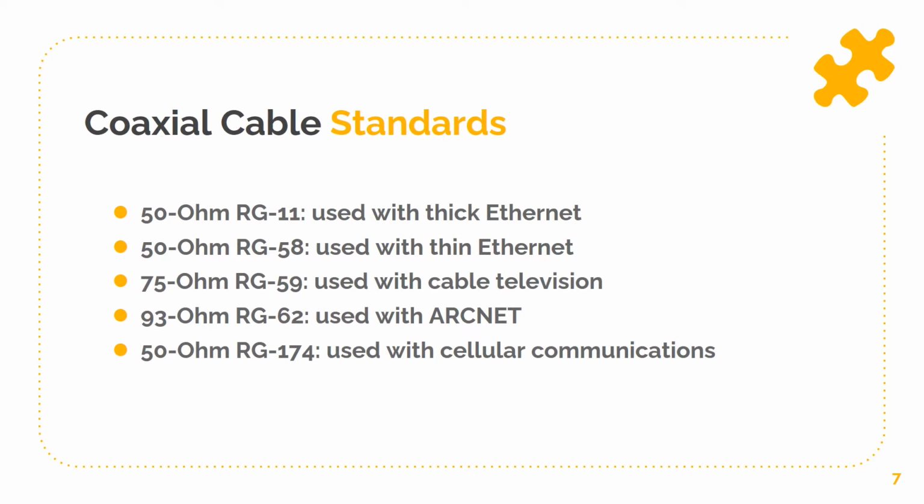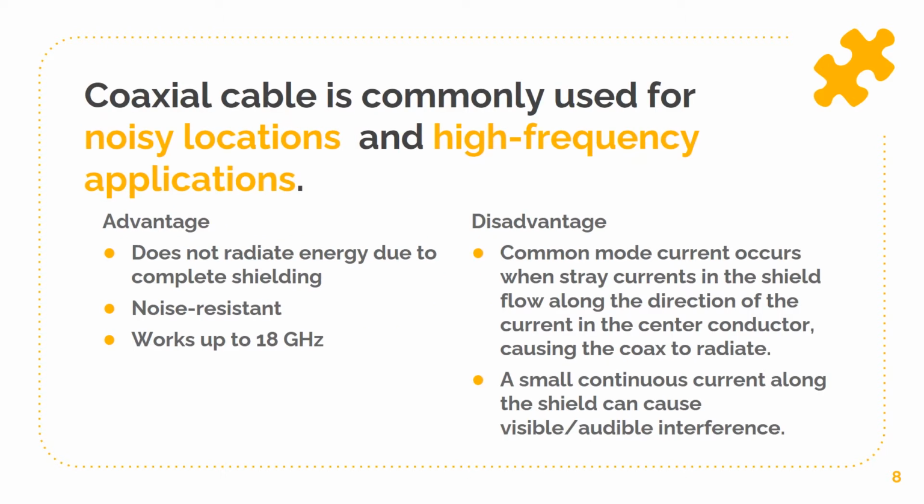RG11 is used with thick Ethernet, RG58 is used with thin Ethernet, RG59 is used with cable television, RG62 is used with ArcNet, and RG174 is used with cellular communications. Coaxial cable is commonly used for noisy locations and high-frequency applications. Among its advantages are the following.